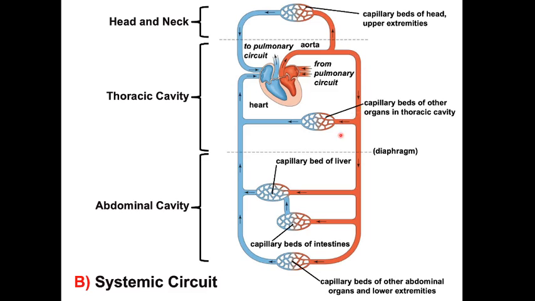Now you might say, well, above my diaphragm, my thoracic cavity, that's my chest, isn't it? And so what organs are there in my chest? Isn't it just my lungs? And the lungs are getting blood from the pulmonary circuit. Well, the lungs are in the thoracic cavity, that is true.